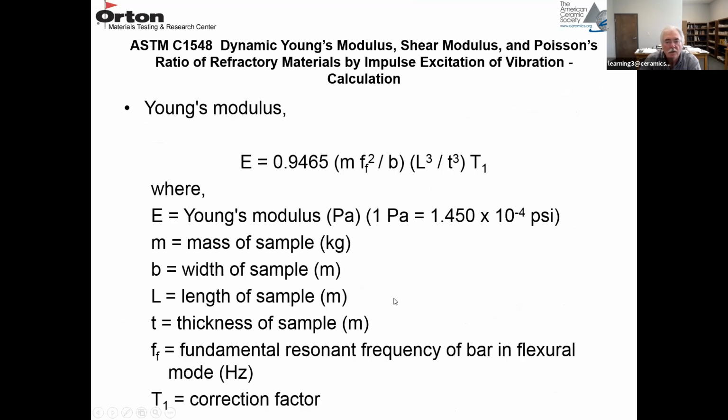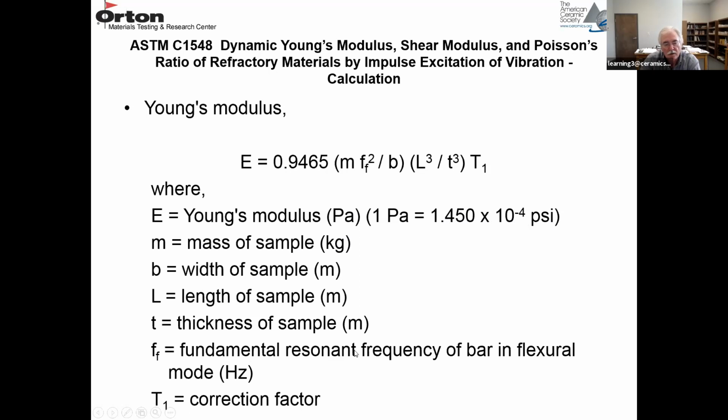And then there are some equations in the standard that you can use to calculate the elastic properties. So in this case, E is Young's elastic modulus. And if you use these metric units, your elastic modulus is going to be in pascals. And in this case, 1 Pascal equals 1.45 times 10 to the minus 4 psi. So E equals this constant, 0.9465, times m, which is the mass of the sample, times f_f squared.